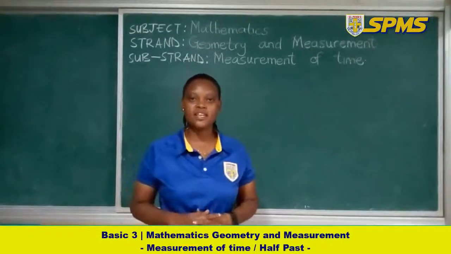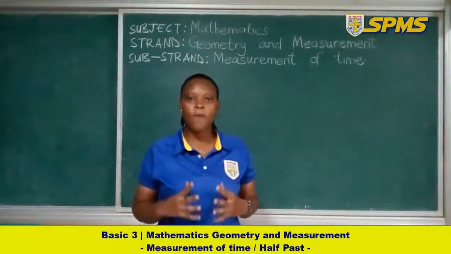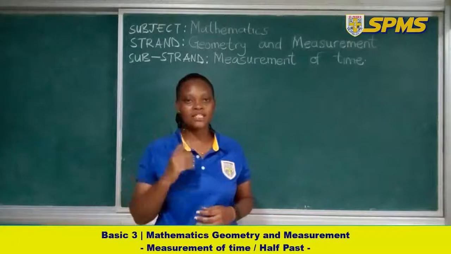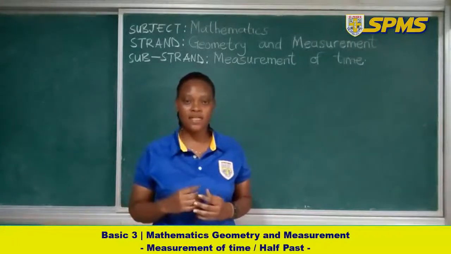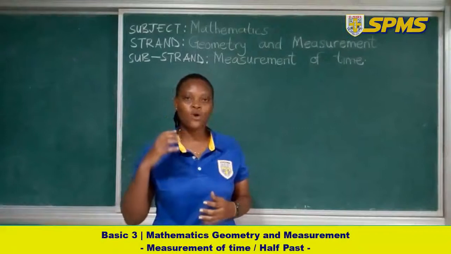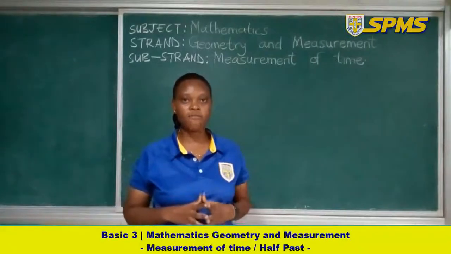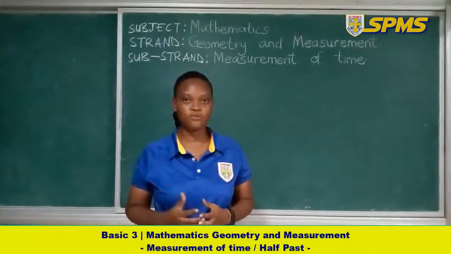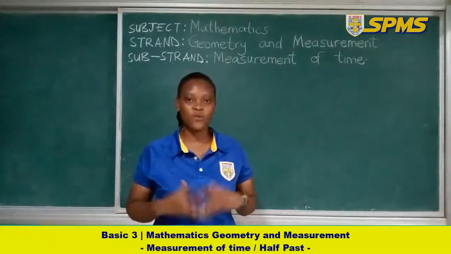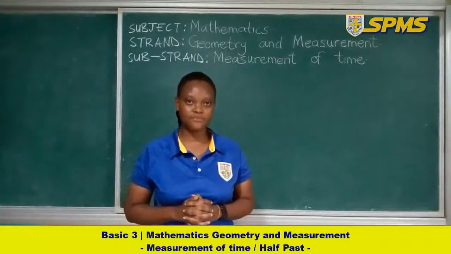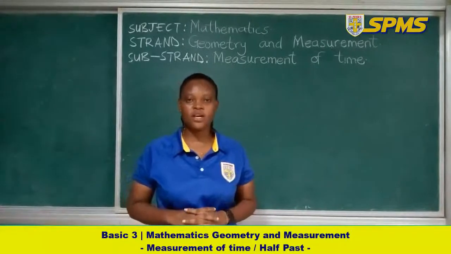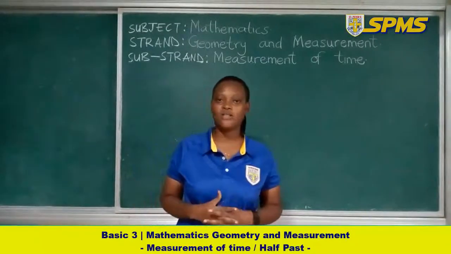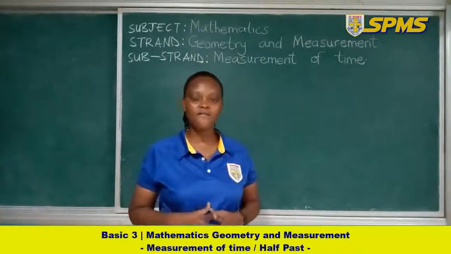So in this case, the second hand completes its journey from 12 back to 12 for the minute hand to move, and then the minute hand will also move from 12 back to 12 for the hour hand to also move. This is how we tell the time. Very good. So today we'll move on to how we will tell the time by half past.